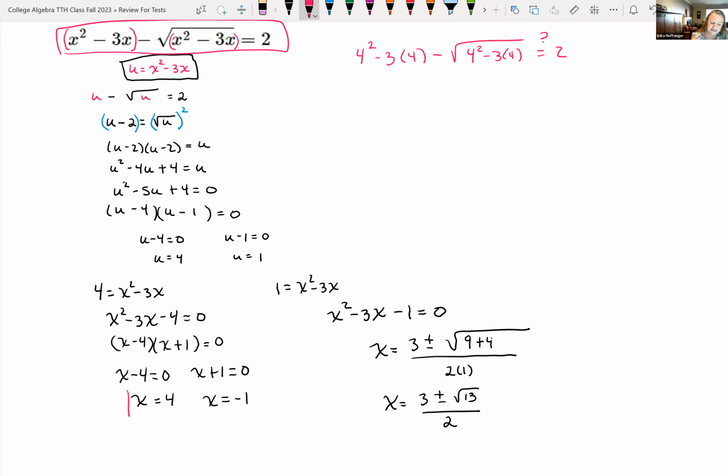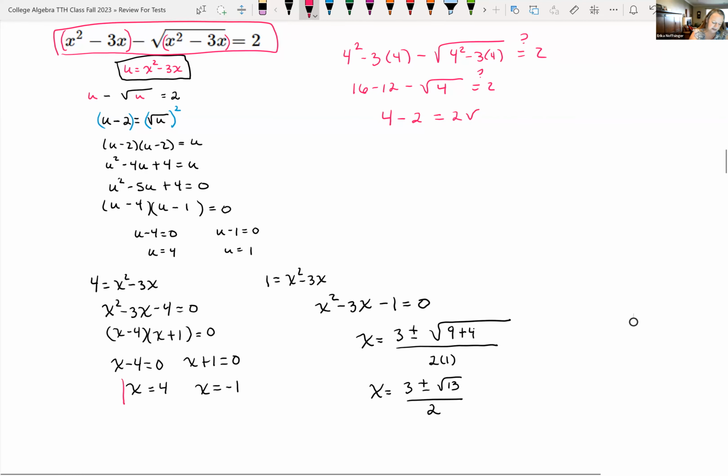So I have 16 minus 12 minus the square root of 16 minus 12 is 4. Square root of 4, does this equal 2? 16 minus 12 is 4. Minus square root of 4 is 2. 4 minus 2, is that equal to 2? It is. So x equals 4 is a solution.